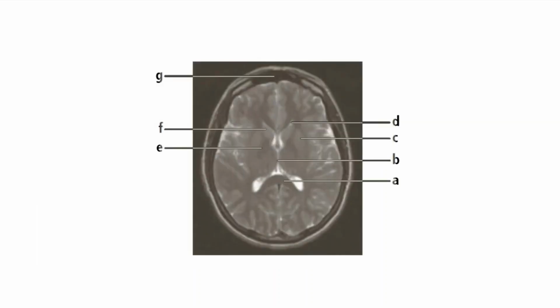Now, this investigation is FLAIR sequence MRI. FLAIR is fluid attenuated inversion recovery MRI. This case shows multiple sclerosis. I repeat, this is a case of multiple sclerosis, and the investigation is FLAIR sequence MRI.